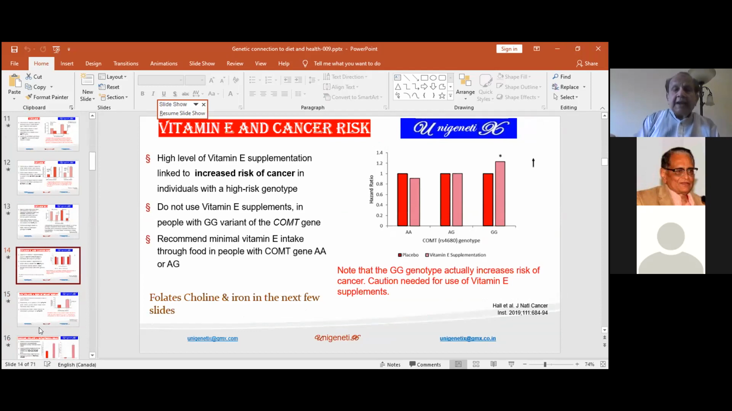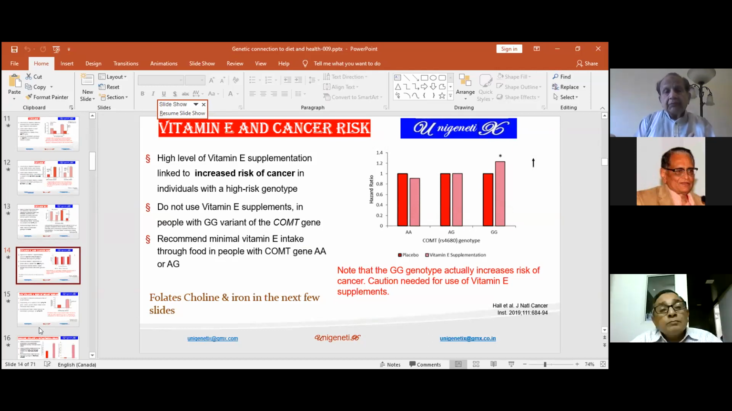Now, vitamin C and cancer risk. This is very important because people are buying vitamin C off the counter, but in reality, the GG variant of the COMT gene is likely to produce cancer. So do not use vitamin C supplement in people with GG variant of the COMT gene. That is what this slide is showing. And you see the graphs.